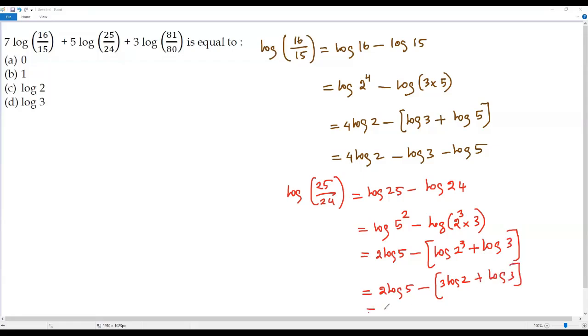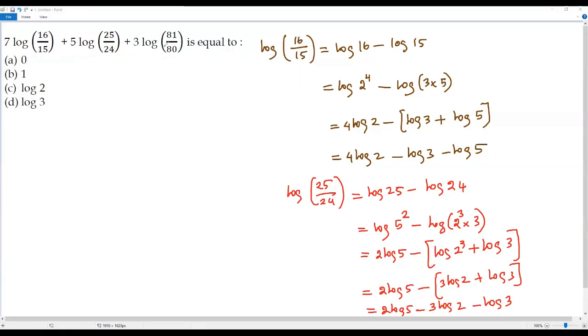In the next step, I can distribute this negative sign to 3 log 2 and log 3. Then I'll be getting negative 3 log 2. Negative times positive will be negative log 3. So now I got the equivalent expression for the second logarithm, that is log of 25 over 24.